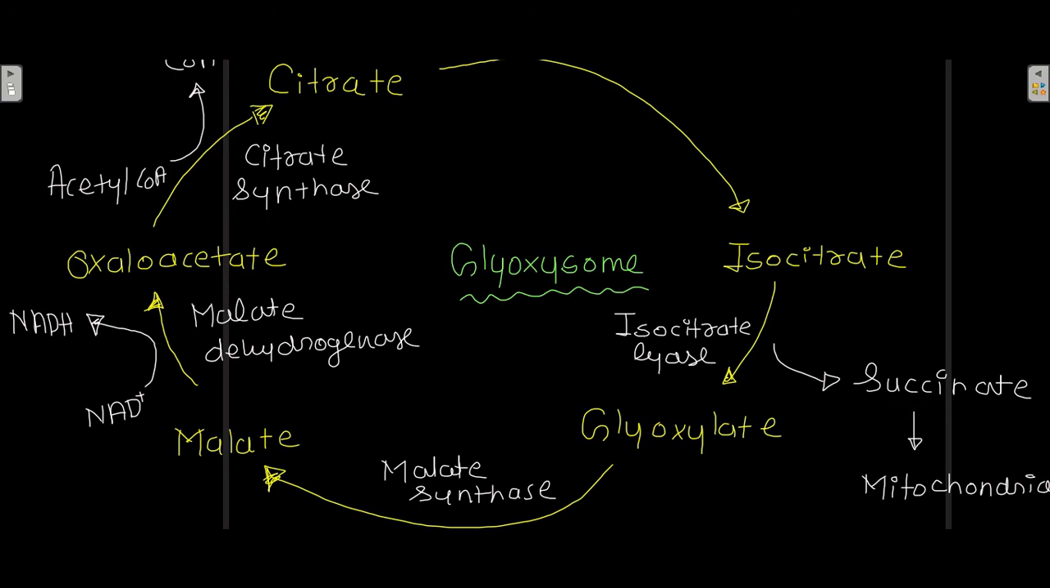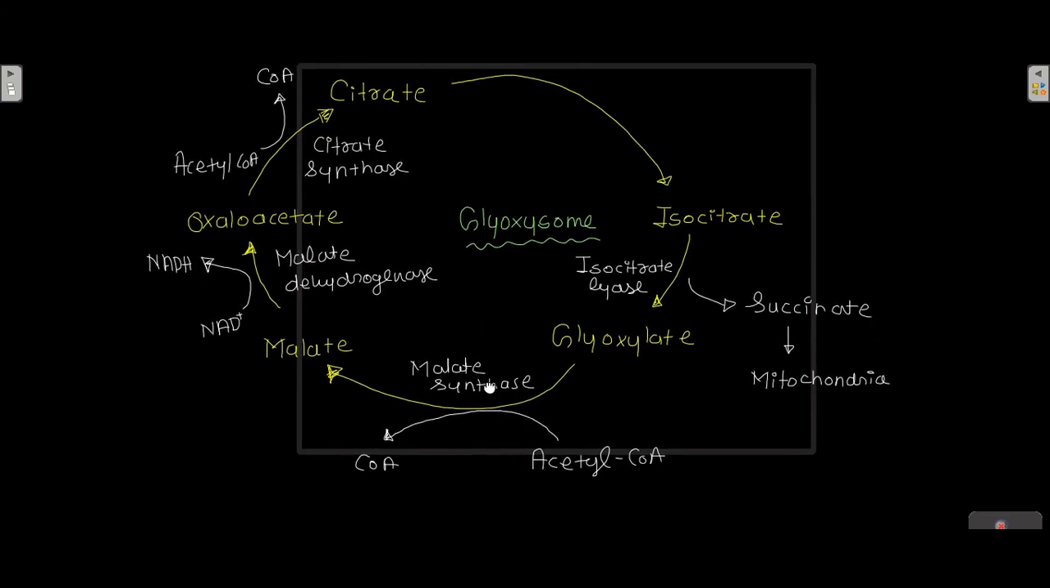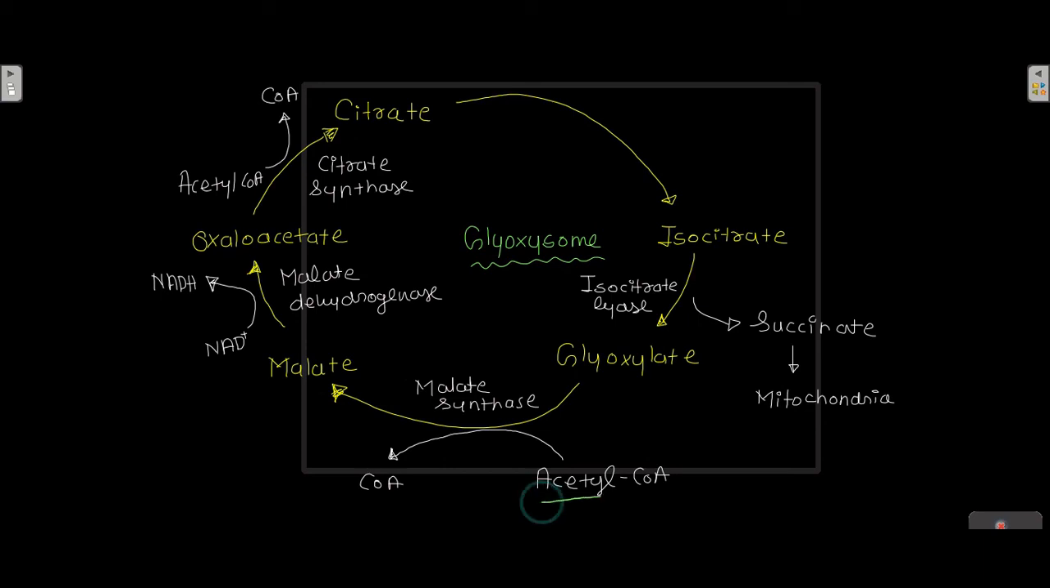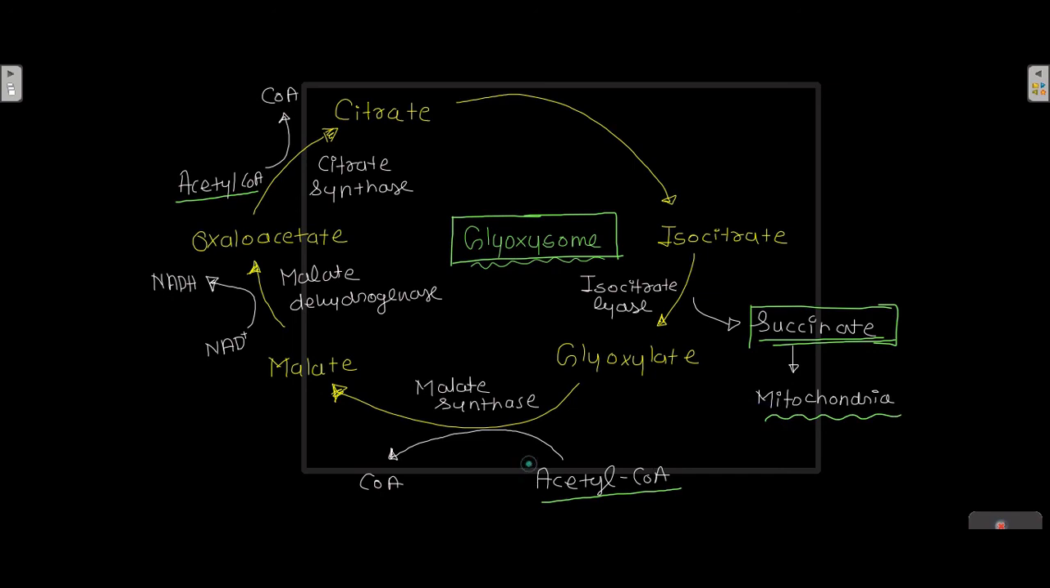And that is how the glyoxylate cycle is converting your two molecules of acetyl coenzyme A into one molecule of succinate. And all of this is taking place in your glyoxysome in case of plants. And then this succinate is transported into mitochondria. Okay, so one acetyl coenzyme A enters in this reaction when glyoxylate is converted into malate, and then the other acetyl coenzyme A enters in this reaction in which oxaloacetate is converted into citrate. This is your glyoxylate cycle.